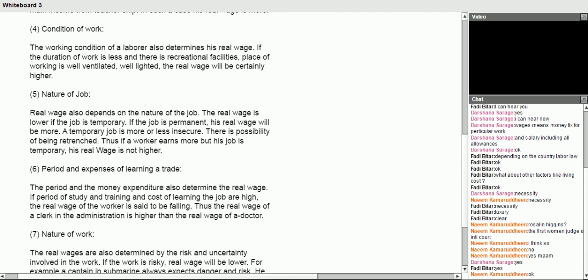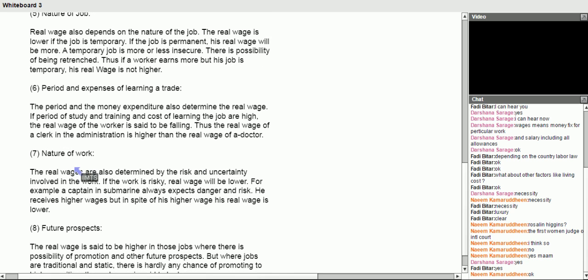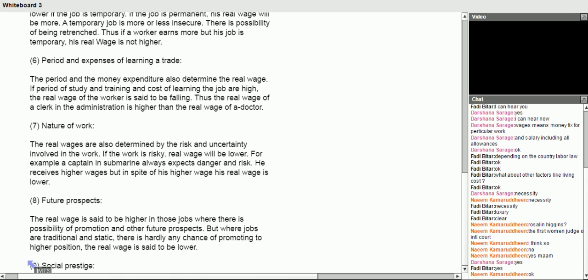So, the nature of work. Real wages are also determined by the risk and uncertainty involved in the work. If the work is risky, then the real wage will be lower. For example, a captain in a submarine always expects danger and risk, so he receives higher wages, but in spite of his higher wages, his real wage is low. For these people, the risk is always there. For them, life is not a bed of roses. Their job is not like that. They have to face unforeseen circumstances.